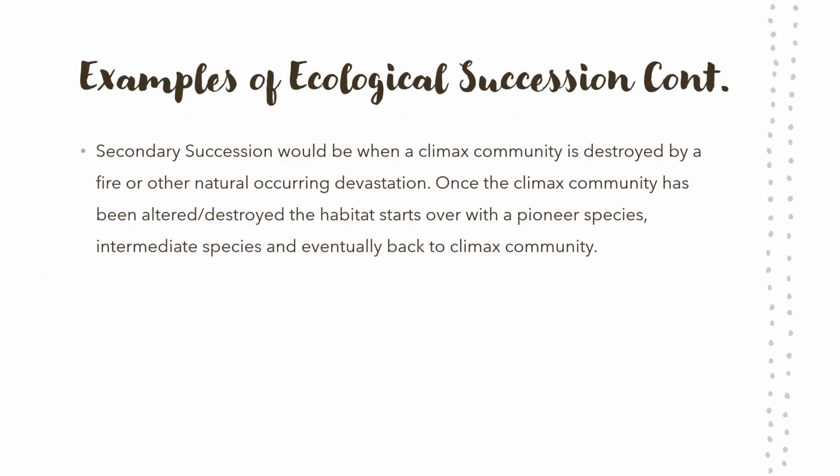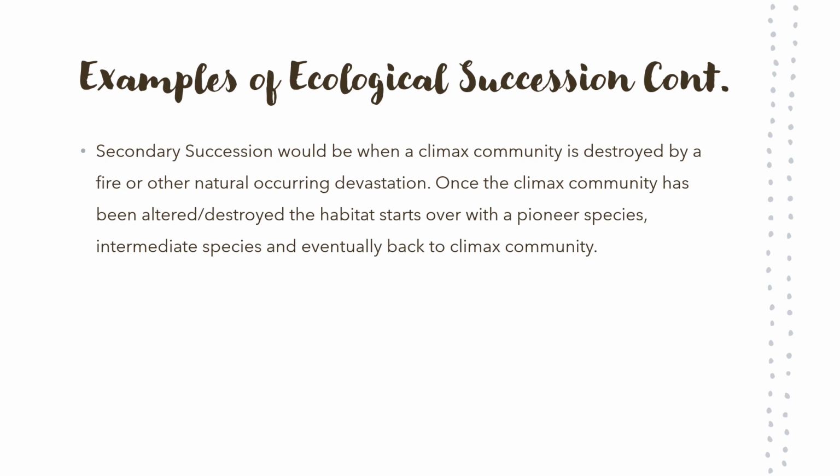All right, examples of ecological succession continued. We have the secondary succession. Okay, this is when primary succession has already been through, the climax community is there, and then a natural disaster or something occurs, destroying all of what was already there. That is secondary succession.